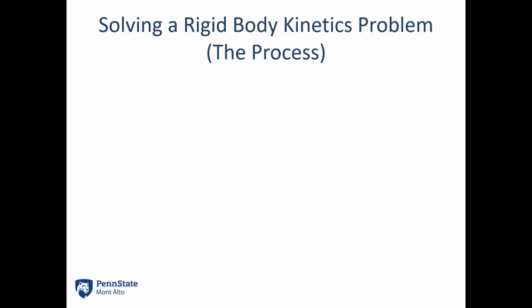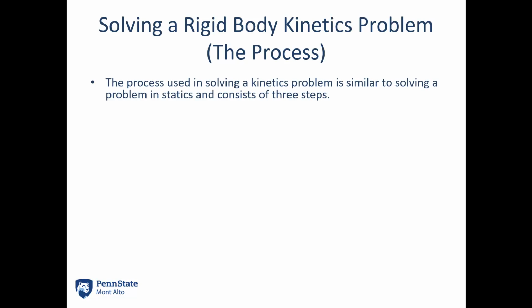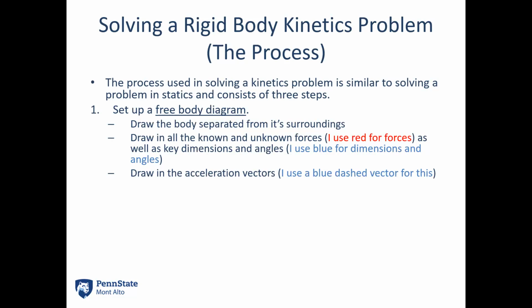All right, so solving a rigid body kinetics problem, the process, just to review. It involves 3 steps, just like our statics problems. Set up your free body diagram, draw the body separated from its surroundings, draw in all known and unknown forces. So again, for a balanced system, what's going to be important is the moments. For an unbalanced system, you also need to worry about that force because the center of mass is going to be off center. Draw in your acceleration vectors, whether that is just angular acceleration or it is the acceleration of the center of mass as well.